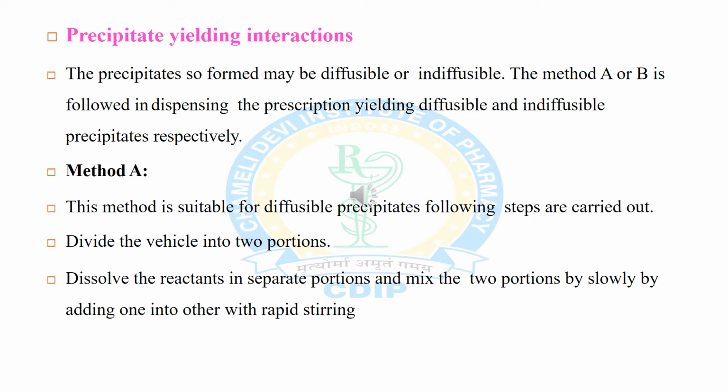Firstly, divide the vehicle into two proportions. Divide the solvent into two equal parts, dissolve the reactants in separate portions, and mix the two portions by slowly adding one into the other. So in this step, dissolve one of the reacting substances in one portion and the other in the other portion. Mix the two portions by slowly adding one portion to the other with rapid stirring.